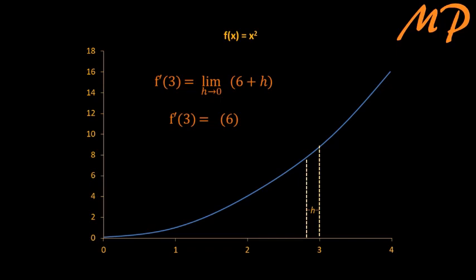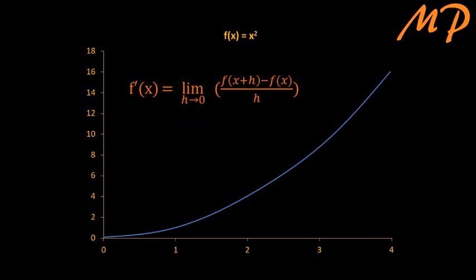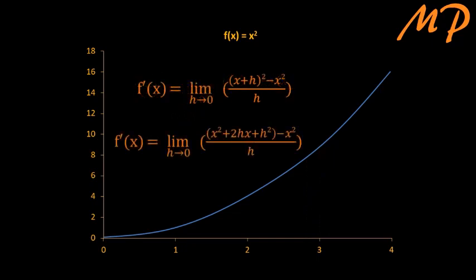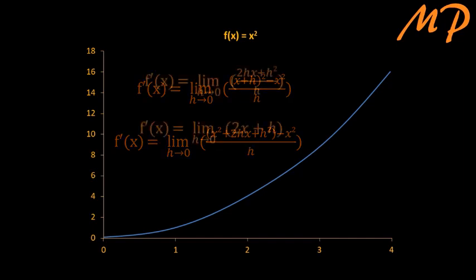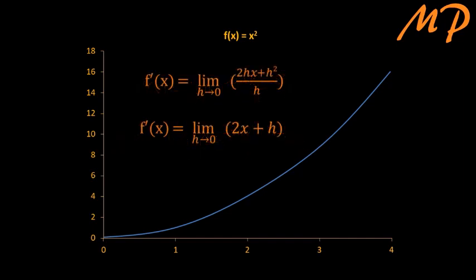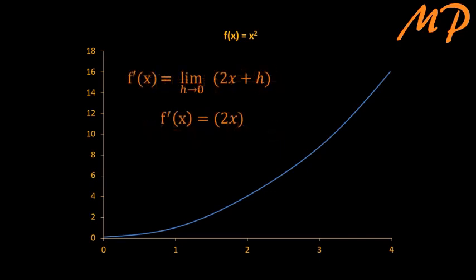Finding that answer took a bit of time. What if I told you that there is an easier way for finding the gradient at any point for this graph? Let's look at the formula from the beginning. We know that f of x is x squared, so we can expand that. After that we can remove the x squared, and then cancel out the h. Since h is approaching 0, we can remove the remaining h. Now we are left with 2x.